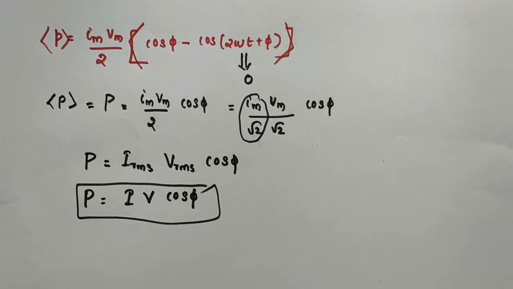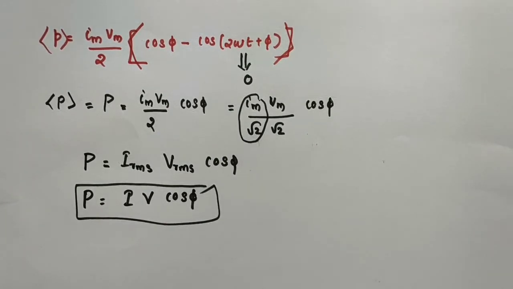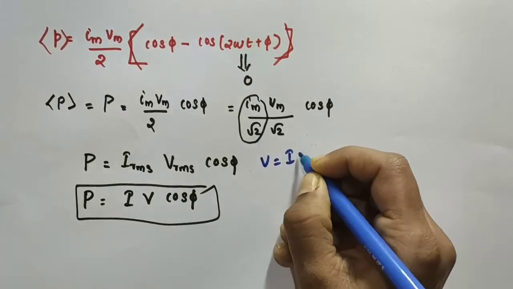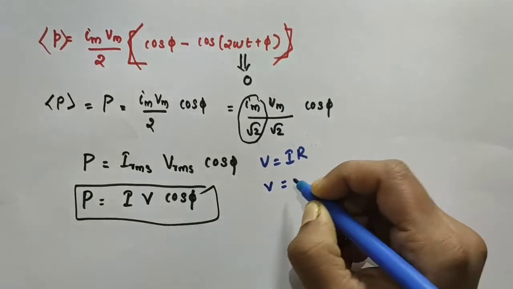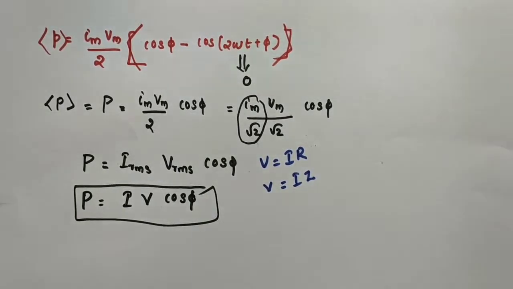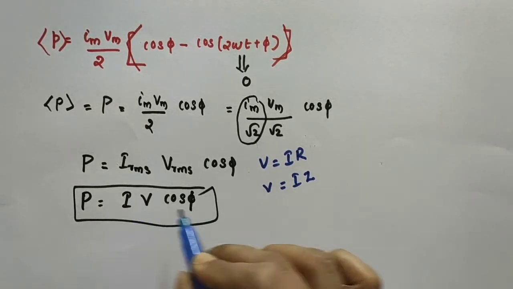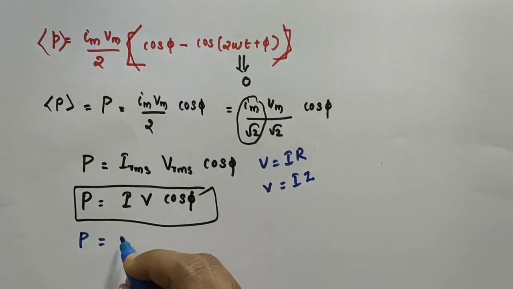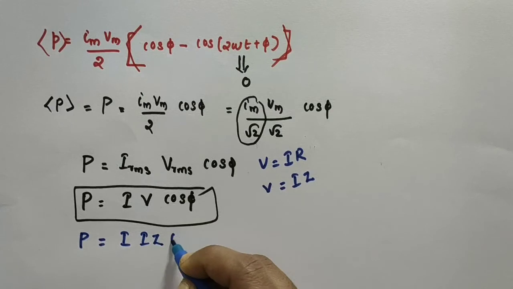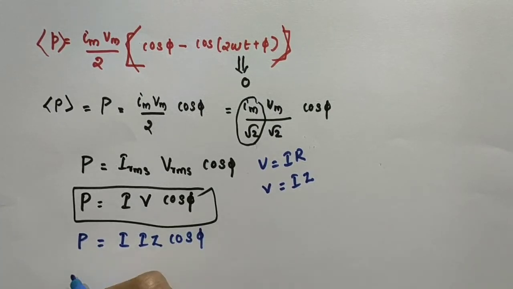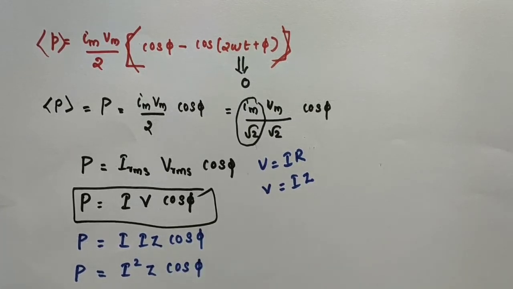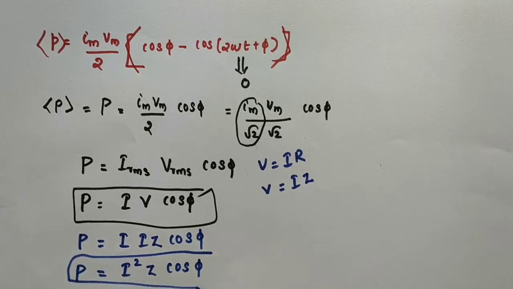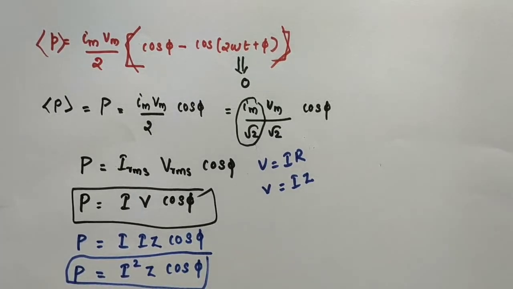So for a purely resistive circuit, actually we have V equal to I into R. But here in the LCR circuit we can write V equal to I into Z, because Z is the impedance in the LCR circuit. So when I am writing this V as I into Z, we can write P equal to I into Z into cos phi. So the average power becomes I square Z into cos phi.